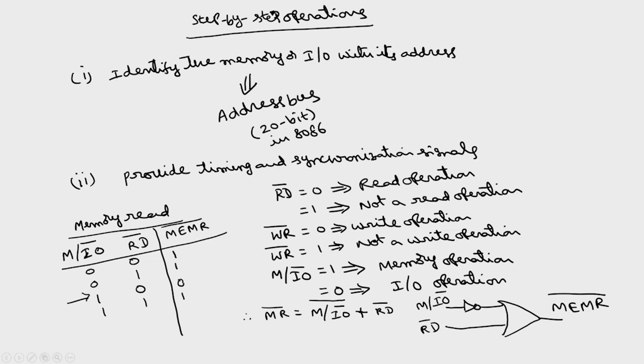Similarly, you can generate memory write bar. The difference is here in place of read bar you will be having write bar. So, similar type of circuit will be there. Similarly, you can generate IO read bar, IO write bar. So, this is how we can perform all the 4 operations. First you are identifying the memory or IO with the address, then you are providing timing and control signals, then the third operation will be to perform the data transfer. So, this will be performed by a data bus.